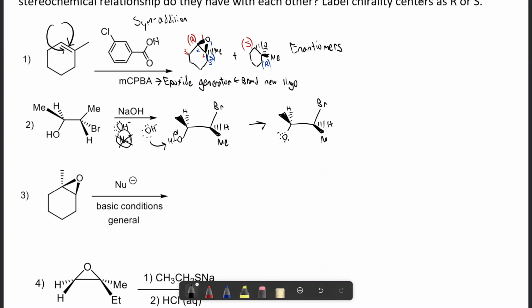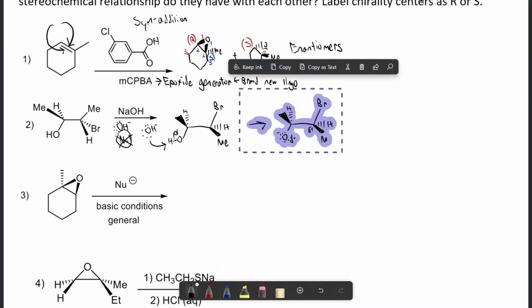So first thing that I can see is that we're going to have a partial negative charge on the oxygen over here, just because the oxygen is very electronegative, and we're going to have a partial positive charge on the carbon on the other side. What we can do there is build a bond.